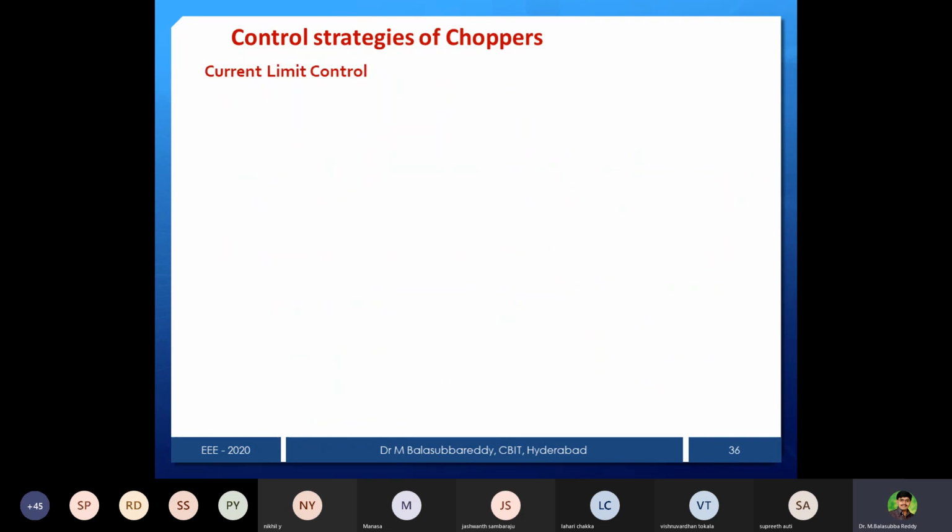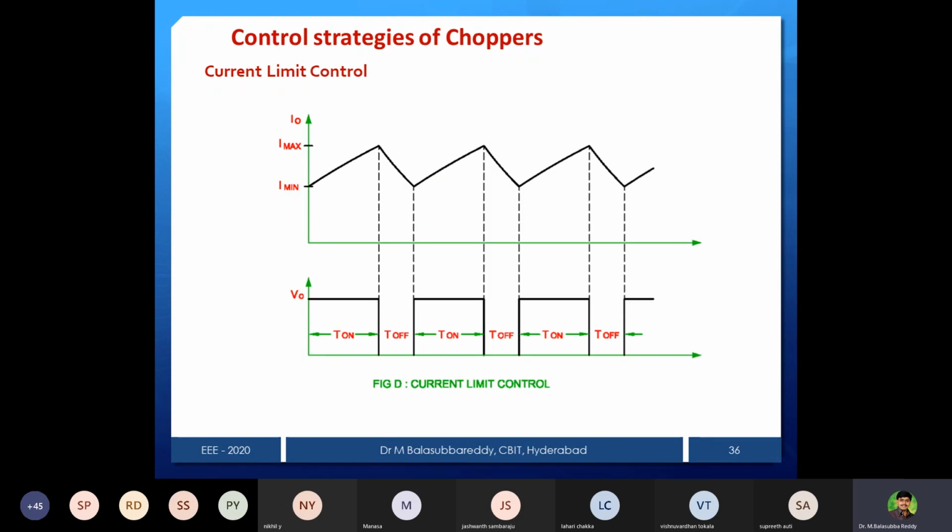Then another one is current limit control. What is current limit control? The motor current should not go above the maximum level and below the minimum level. So you should not operate the machine below I minimum, and you should not operate the machine above I maximum, so that you can generate firing pulses in such a way that the current stays within the limit.